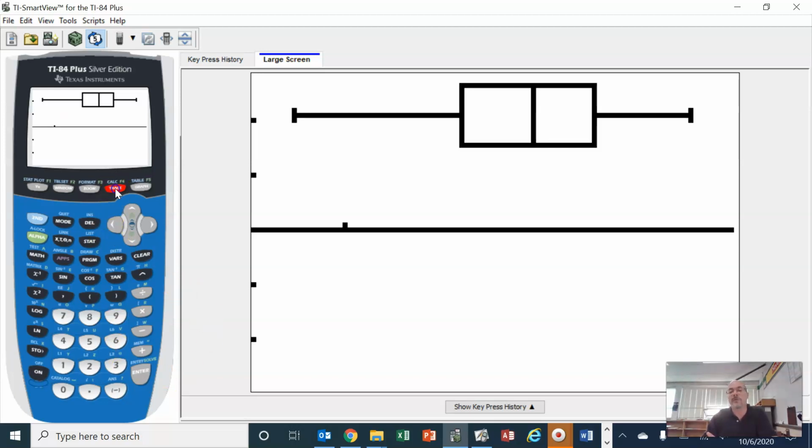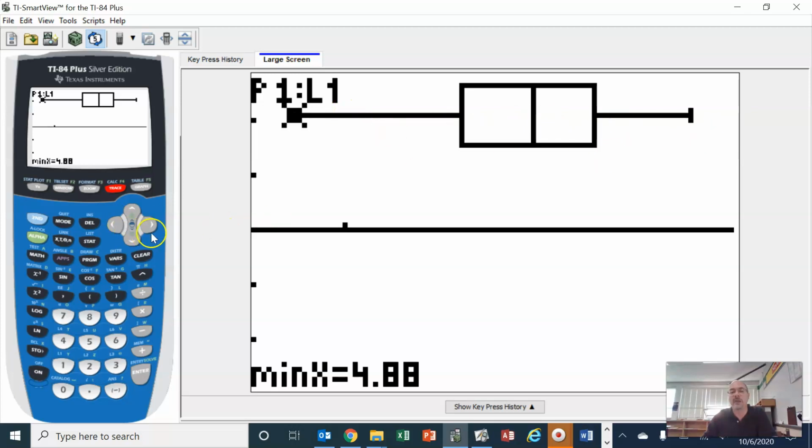Now remember, if I hit the trace button, I can look at the 5 parts of that box and whisker plot. So there's my minimum, there's Q1, there's the median, there's Q3, and there's the maximum. There are no outliers. And yes, that whisker's a little long, but this is still approximately normal.